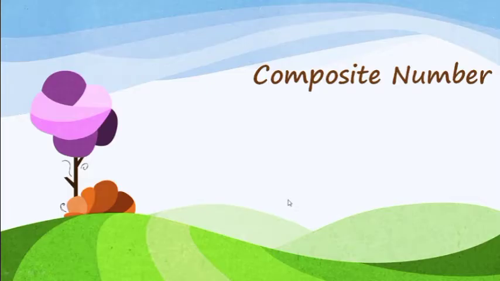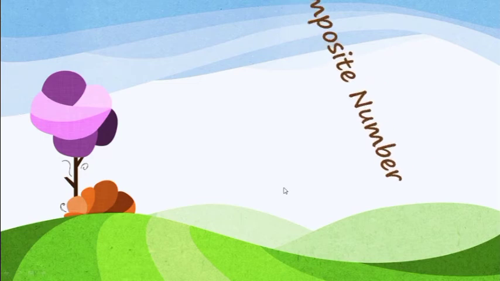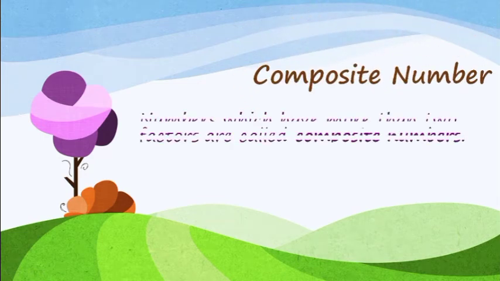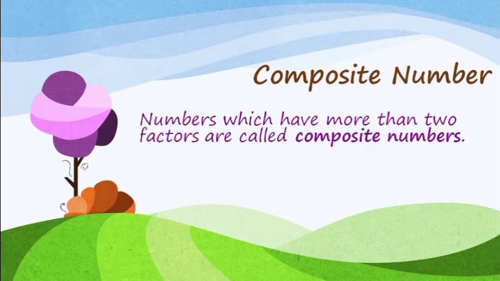Now comes the composite number. The composite number is just the opposite of that. In a prime number, we have learnt there are only two factors. Now here we will have another relation. So let us have a look at the definition. Numbers which have more than two factors are the opposite of the earlier one. In the earlier one, only two factors was the condition. Now in composite numbers we will be talking about those numbers which have more than two factors.